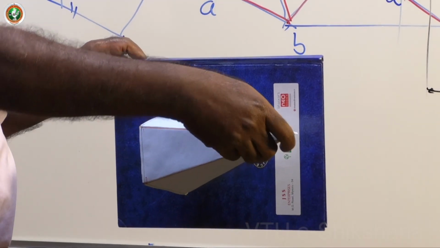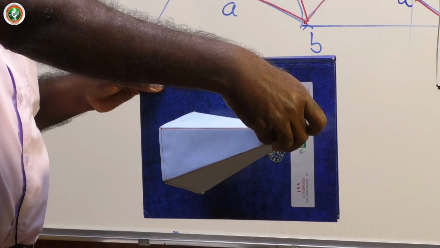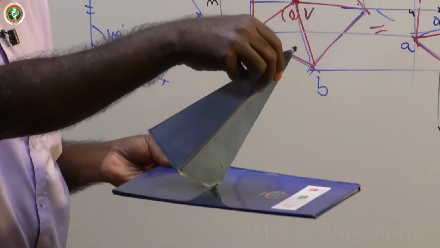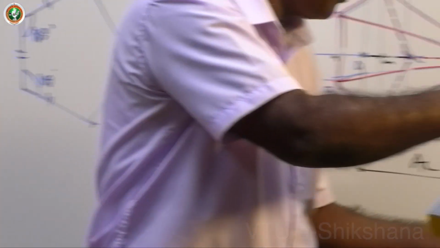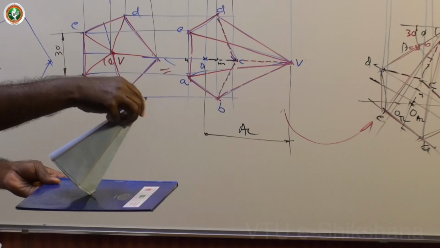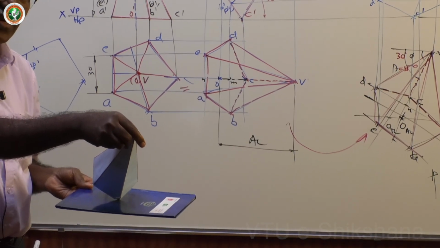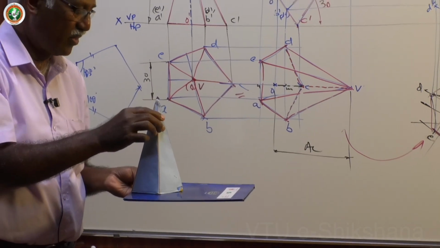Next case also base is not visible, that color is not visible to you. Now after first position, second position, I am keeping like this. See, base is towards observer. Suppose that if I keep it like this, again base is not visible, base is away from the observer. Now that case also I will show you on computer how it looks like.